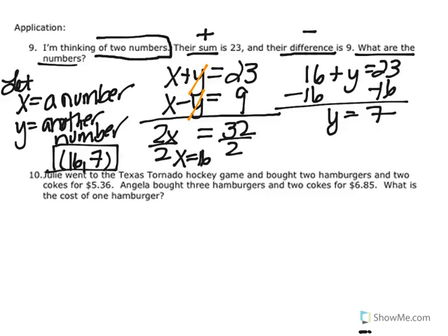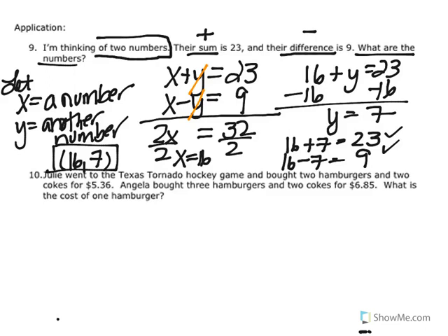Now, if you want to just double check your work, let's look. Does 16 plus 7 equal 23? Yes. And does 16 minus 7 equal 9? Yes. So our solution works in our problem. Okay, let's try the last problem.